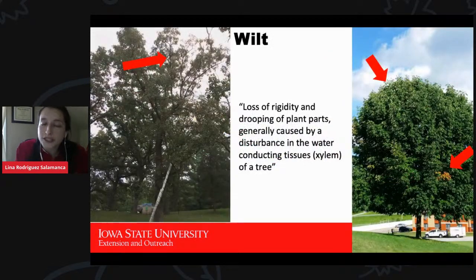Now, when it comes to wilt, and this one is easily confused with blight, wilt means the loss of rigidity and drooping of plant parts, generally caused by a disturbance in the water-conducting tissues of the tree or shrub. So if there's a pathogen in those vascular tissues, eventually the farther, highest leaves are going to start showing that drooping look, that lack of water look. And this one, when you have the symptom, is one of the hardest ones to sample for because the pathogen is not in the leaves. It's actually in the vascular system.